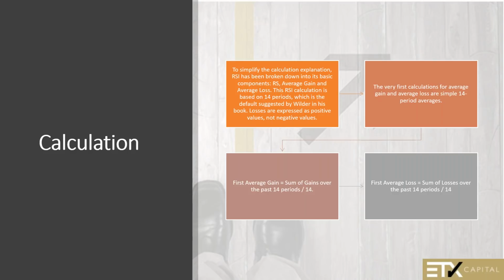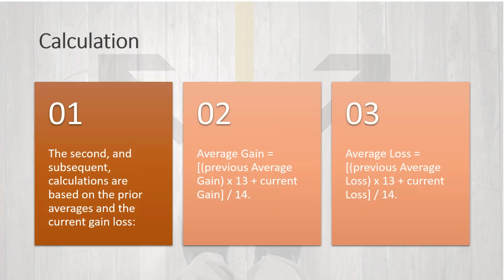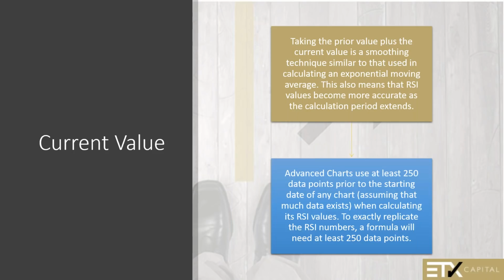The very first calculation for average gains and losses are the simple 14-day period moving average of the losses and the gains. The first average gain equals the sum of gains over the past 14 periods divided by 14. The first average loss is equal to the sum of the losses over the past 14 days divided by 14. The second and sequentials are based on the prior average and the current loss. So we would have the prior average times 13 periods. Taking the prior value plus the current value is a smoothing technique similar to that used in calculating an exponentially moving average. What it does, it gives more weight to the most current prices. This also means that RSI value becomes more accurate as the calculation period extends.